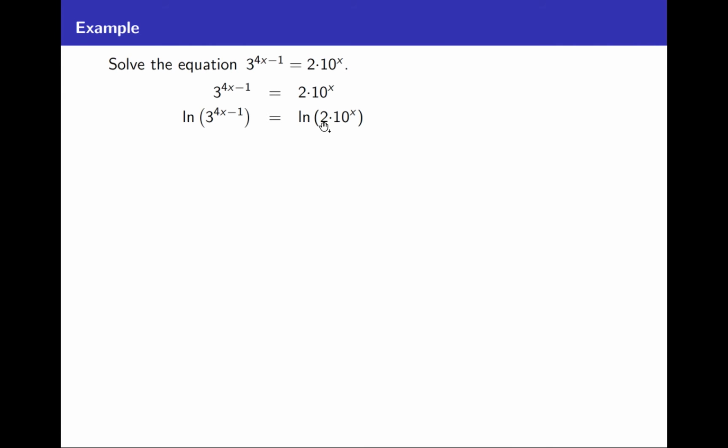And over here, it's ln of 2 times 10 to the x. So we might want to use an ln property to break that up further as well. Doing so, the 4x minus 1 comes down in front of the ln of 3. And on this side, we have ln of 2 times 10 to the power of x. Remember that product breaks up as ln of 2 plus ln of 10 to the power of x, using one of our logarithm properties, or ln properties, from the previous slide.